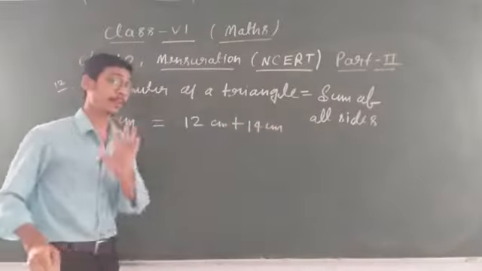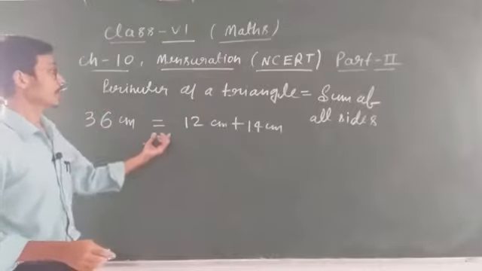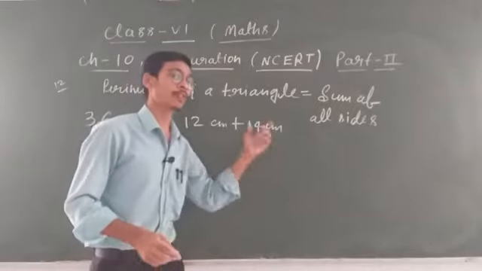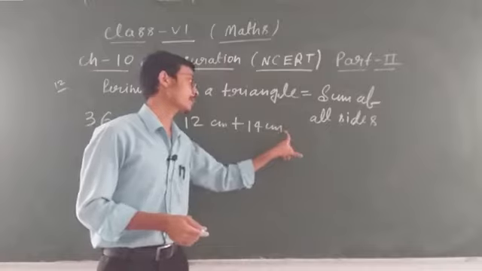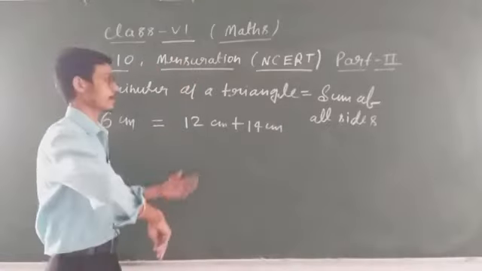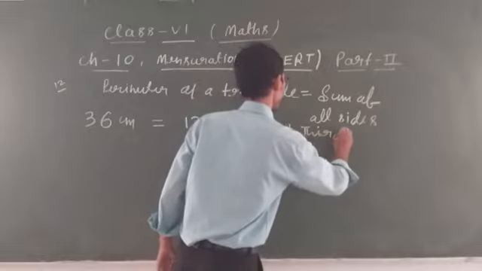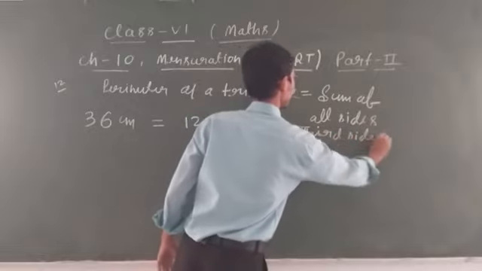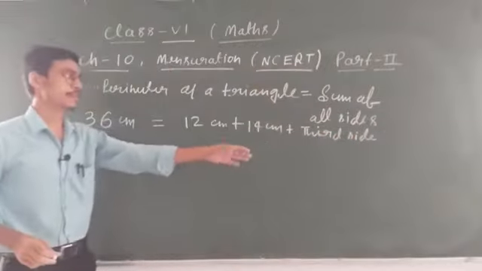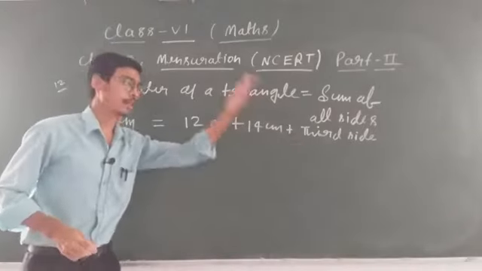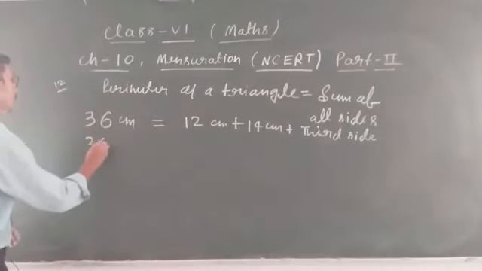Now here there is a problem. Perimeter, you know, is the sum of all sides, but here only 2 sides are given. So what is the question? You have to find out the third side, because the value of the third side you don't know. Is that clear, student? You can also take A, B, C, X, anything, but I am writing third side. Okay, now you know this is 36 centimeter.